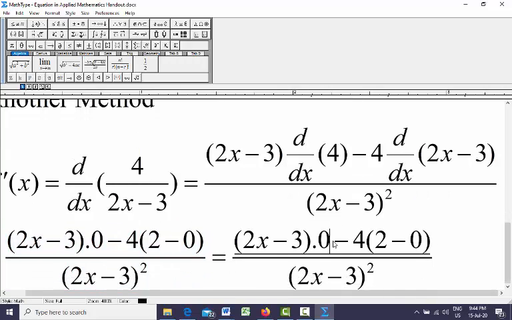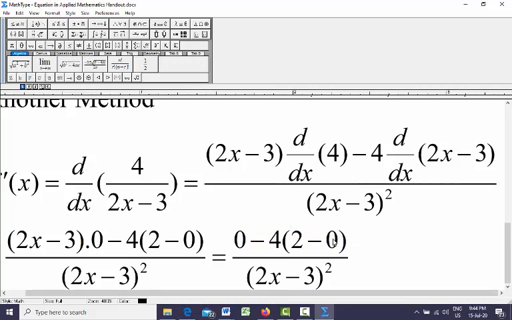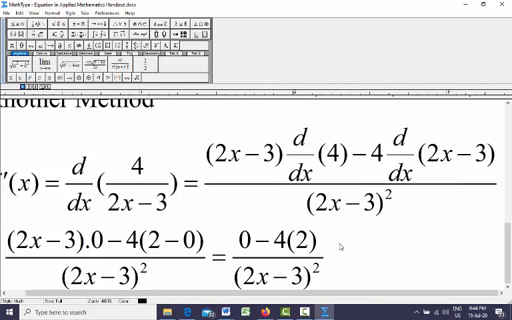Now as you can see here, 0 multiplied by something will always be 0, and here we got only 2. So 4 multiplied by 2 is 8. We will have 8 here. So we have only minus 8 here. So that's the answer.